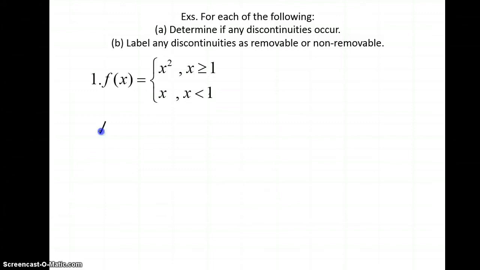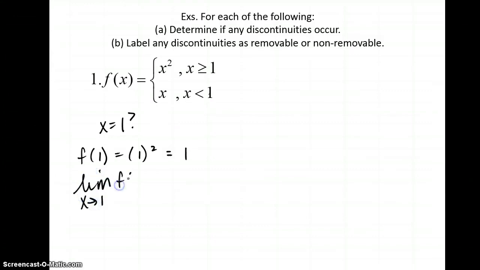So the only place that we're looking at is at x is equal to 1. Does a discontinuity occur where the graph of the functions change from the quadratic to the line? So let's look at our three cases. Does f of 1 exist? Well, the function is quadratic, so the value of the function is 1. Now we need to look at the limit of the function. Well, in order to do that, we need one-sided limits, because on either side of the function, two different graphs are shown.